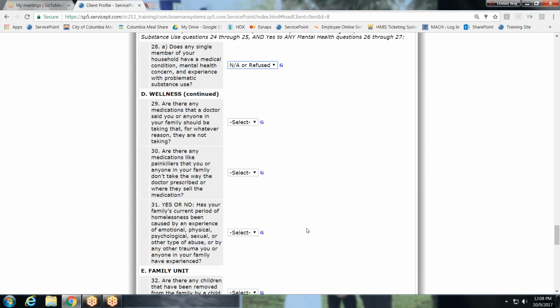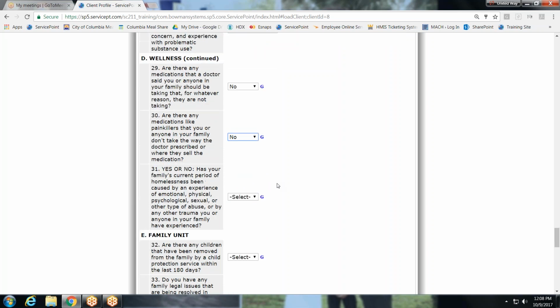All right, Shay, are there any medical medications that a doctor said you or anyone in your family should be taking that for whatever reason they are not taking? No. Are there any medications like painkillers that you or anyone in your family don't take the way the doctor prescribed, or would they sell the medication? No. Has your family's current period of homelessness been caused by an experience of emotional, physical, psychological, sexual, or other type of abuse, or by any other trauma you or anyone in your family has experienced? I don't feel comfortable answering that. Okay, not a problem.